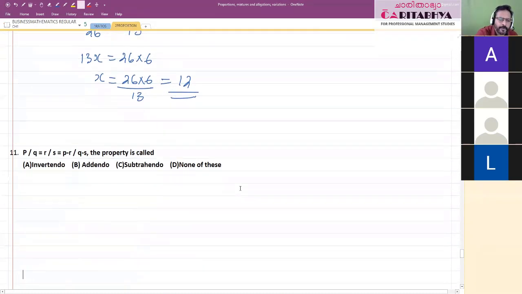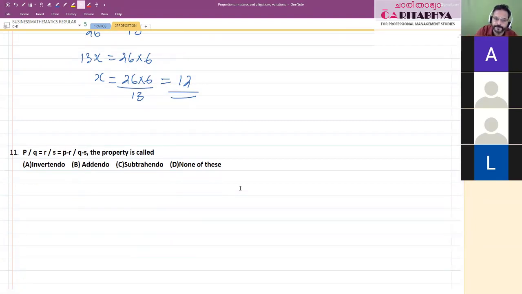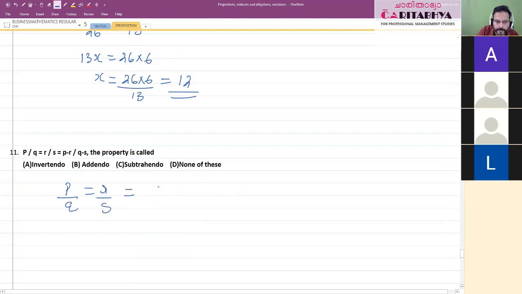P by Q equal to R by S equal to P minus R divided by Q minus S. ഇത് എന്ത് പ്രോപ്പർട്ടിയാണ്? Each ratio is equal to P minus R divided by Q minus S. So minus വരികയാണെങ്കിൽ എന്ത് പ്രോപ്പർട്ടിയാണ്? Subtrahendo property. No, direct question, exam question.